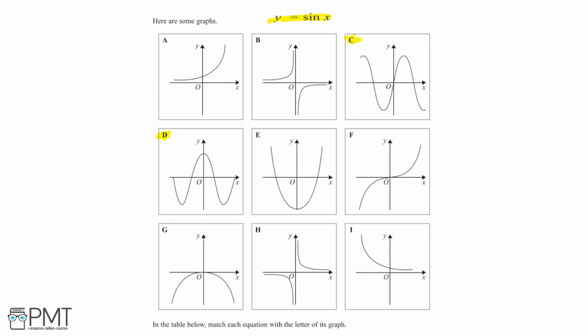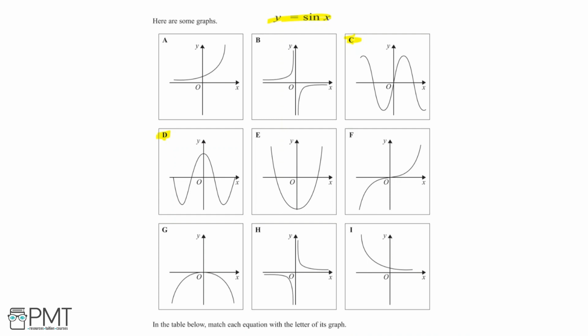Looking at graph D, we can see that this graph is symmetrical about the y-axis. But this isn't the graph of y equals sine x. The graph of y equals sine x isn't symmetrical, but the graph of cos x is. And so graph D isn't what we're looking for.